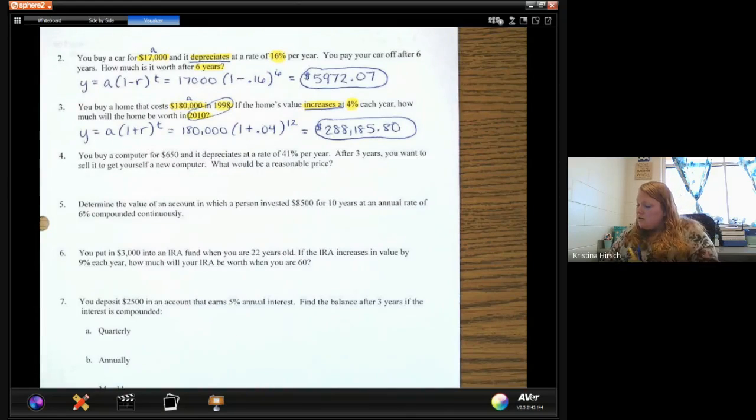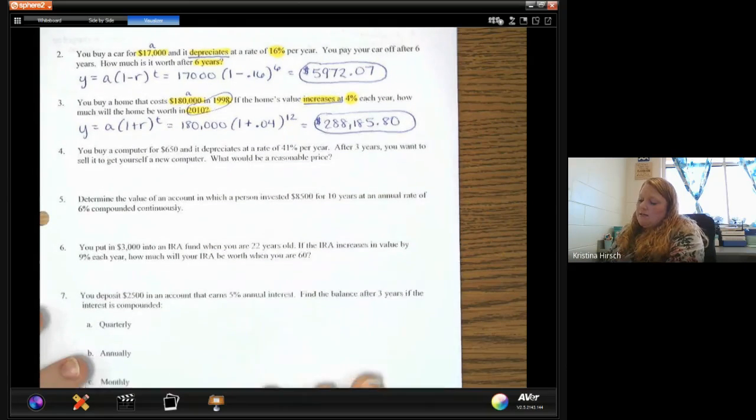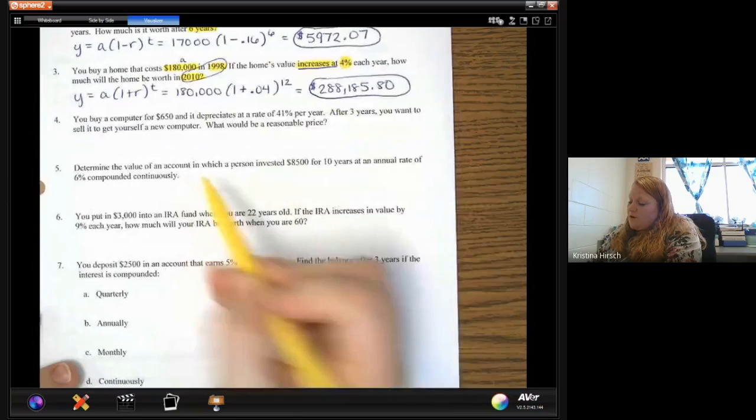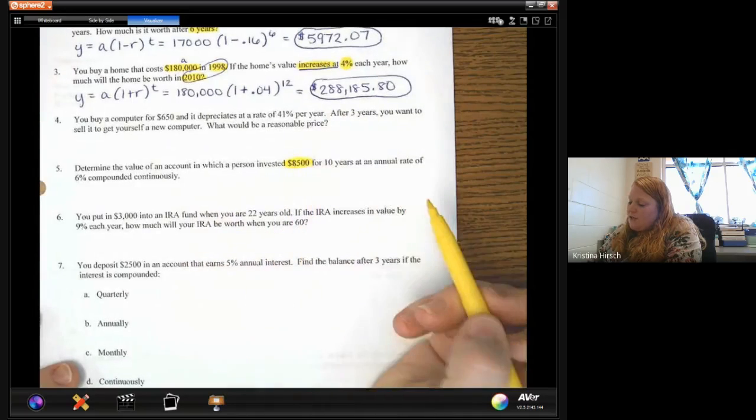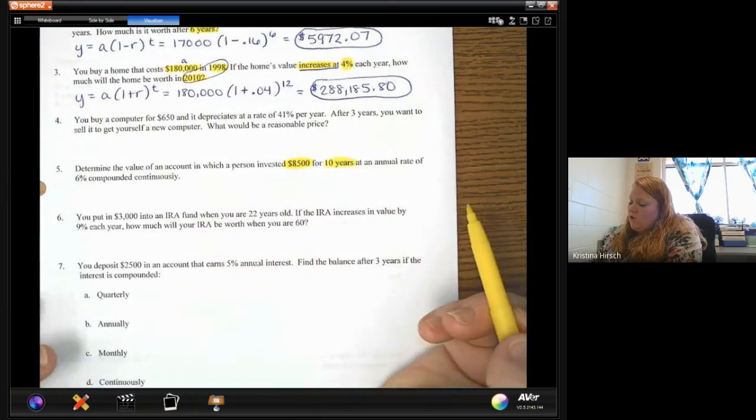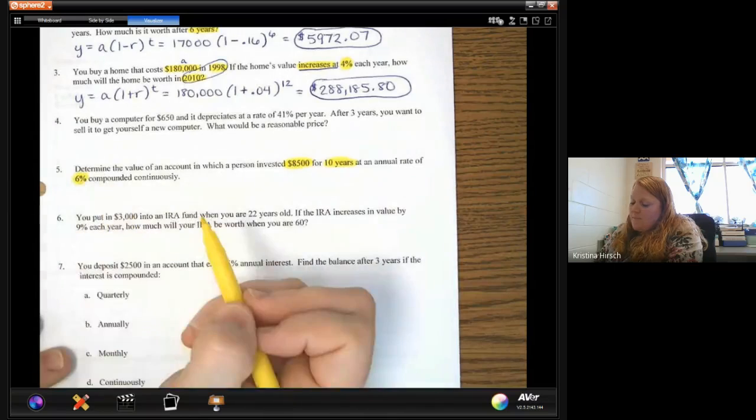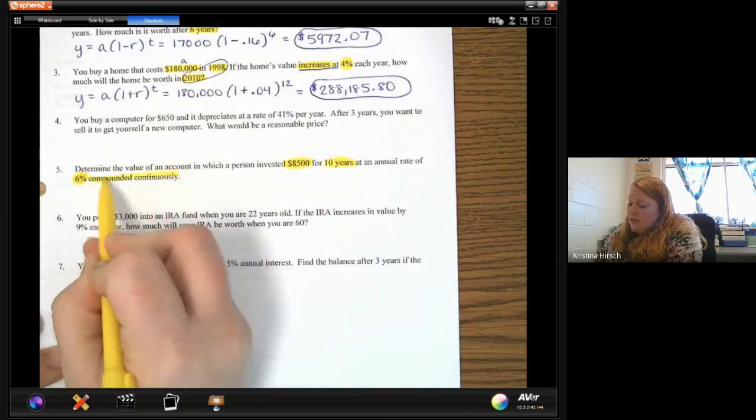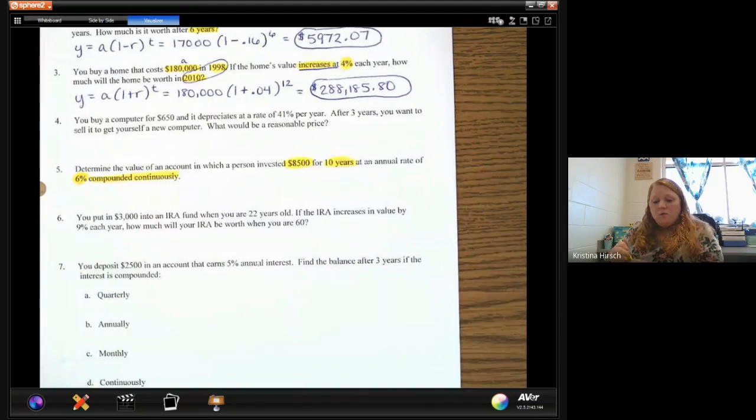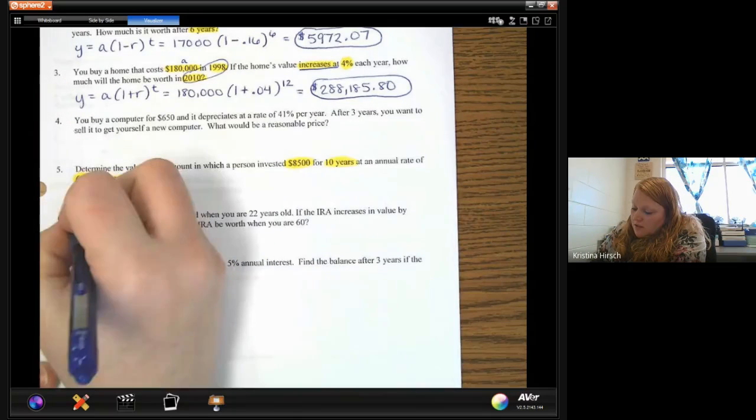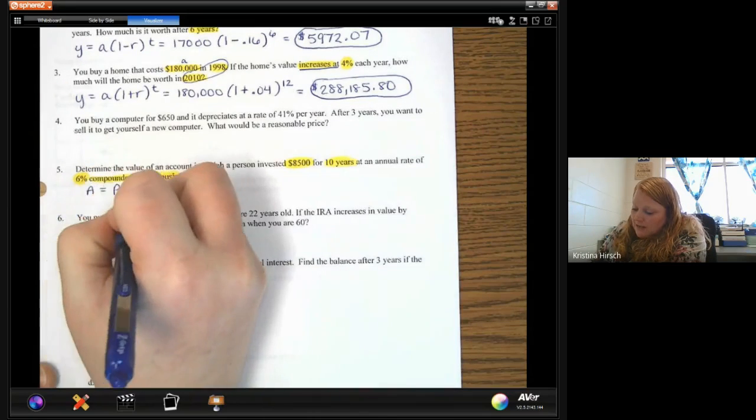All right, so let's look at another example. I'm trying to just pick and choose some from this page, not all of them. So we have number 5. It says, determine the value of an account in which a person invested $8,500 for 10 years at an annual rate of 6% compounded, what? Continuously. So what formula do we use for continuous? The PERT formula. So we're going to use PERT. So P-E raised to the R-T.